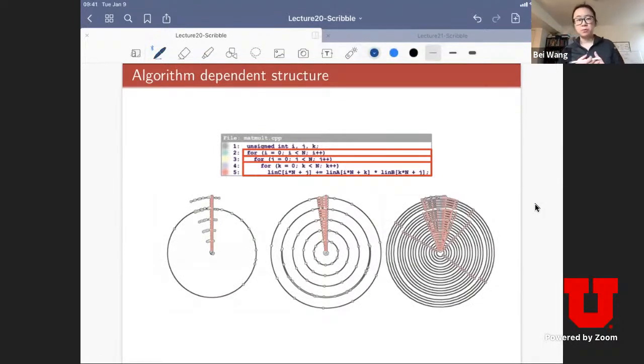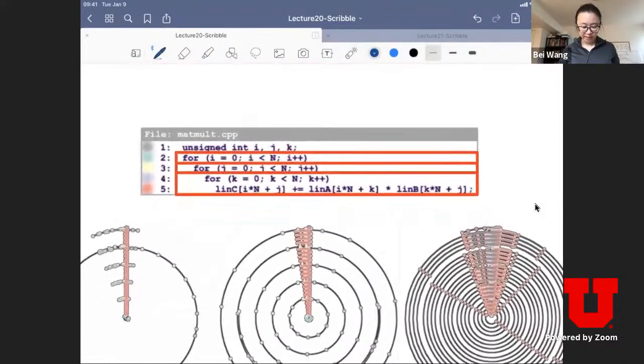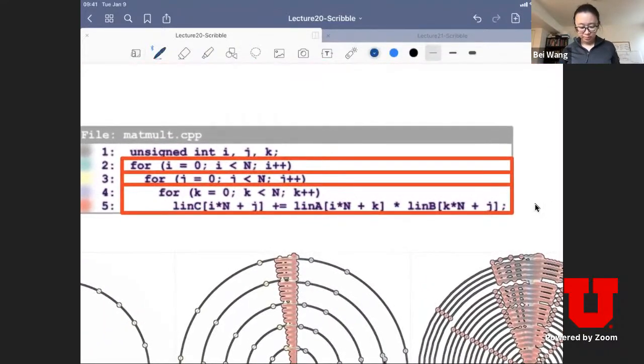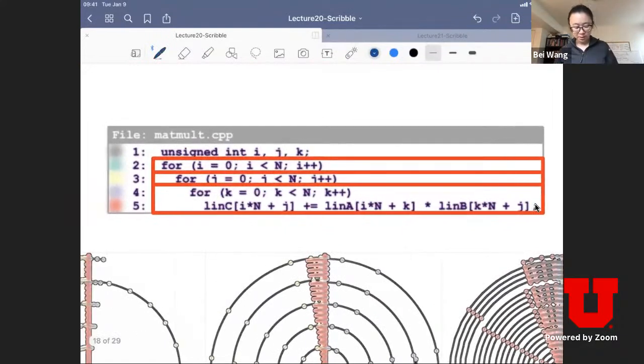There's also what we want to investigate is algorithm-dependent structure. So what is algorithm-dependent structure? Let's say we take the example of matrix multiplication. So matrix multiplication, this is sort of the naive matrix multiplication, okay? So basically, hopefully everybody recall what is the matrix multiplication. When you actually multiply two matrices, right?